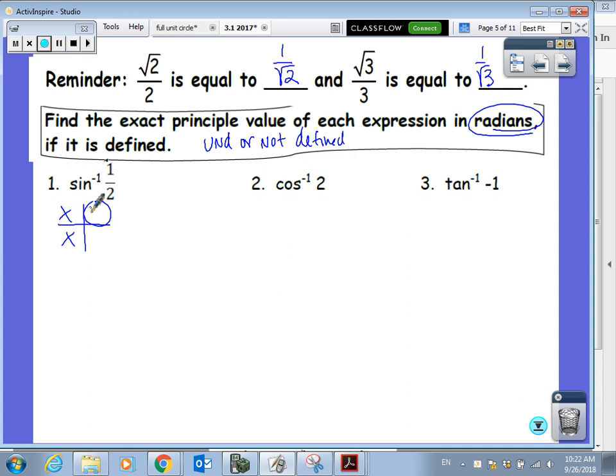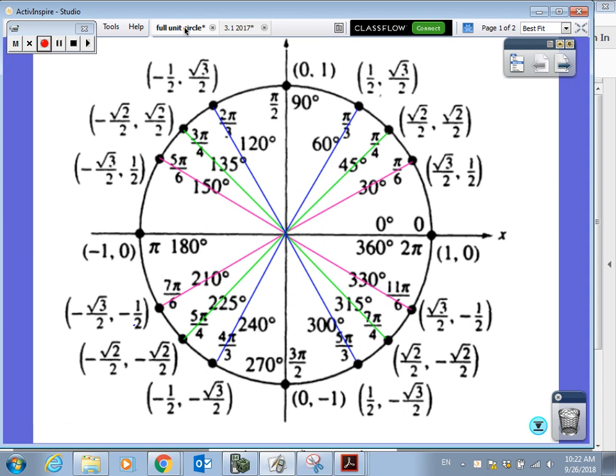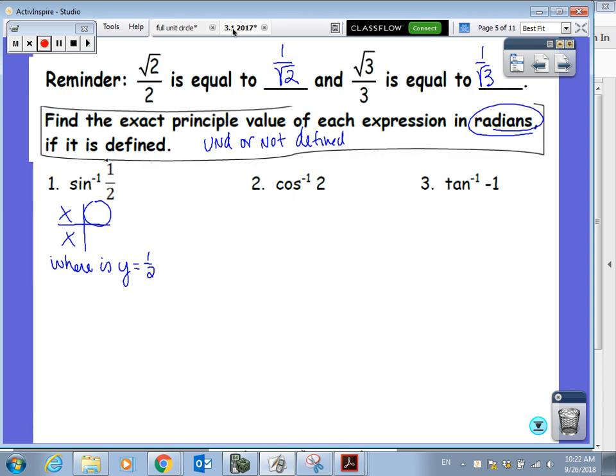So really what I'm looking for is where is y equal to 1/2 in the 2 quadrants that I can be in. I can't ever be in 3, and the restrictions tell me that inverse sine has to be in 1 and 4. So I go to my unit circle. I'm looking in quadrant 1, and I look for where does y equal 1/2, and that's going to be at pi over 6. So there's your answer. Pi over 6.